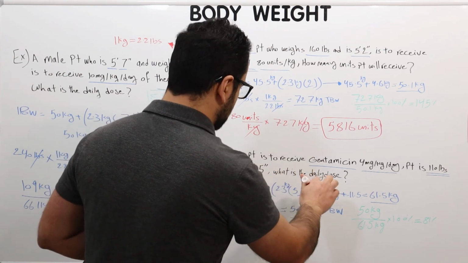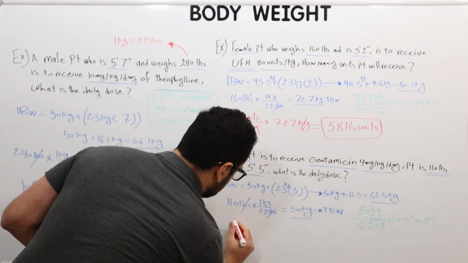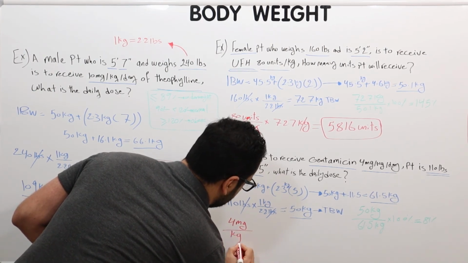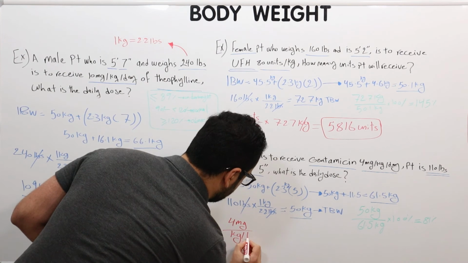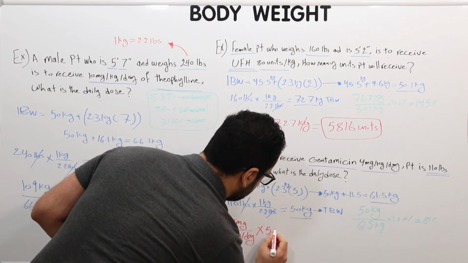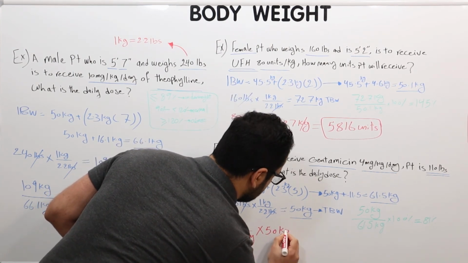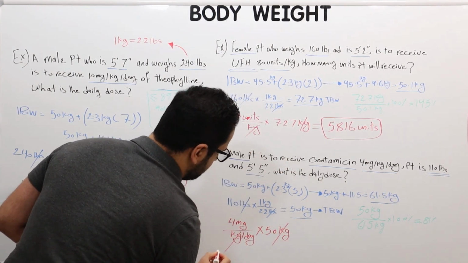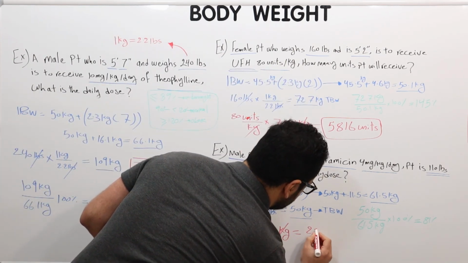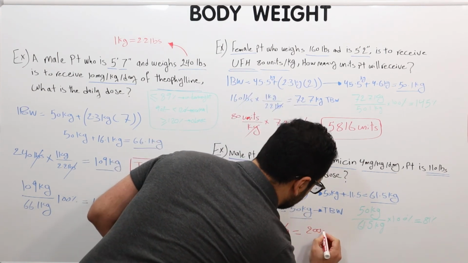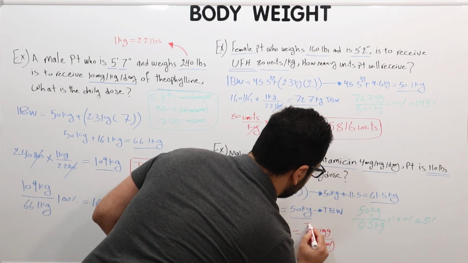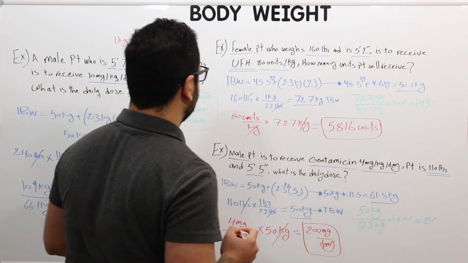So let's do this. What is the dose? The dose is 4 milligram per kilogram, and this is daily, per day, multiplying by 50 kilogram, the actual body weight. So kilogram goes with kilogram, and then 4 times 50 is basically 200. So the patient will be receiving 200 milligram per day. And this is the answer to this question.